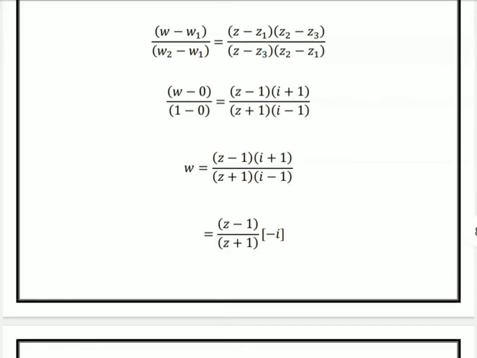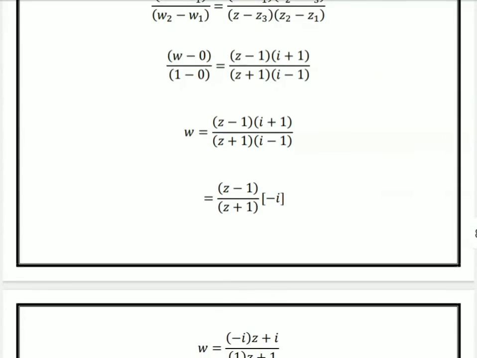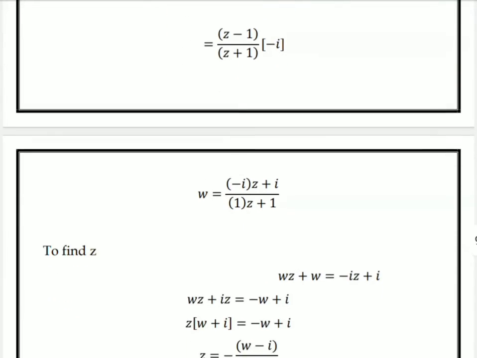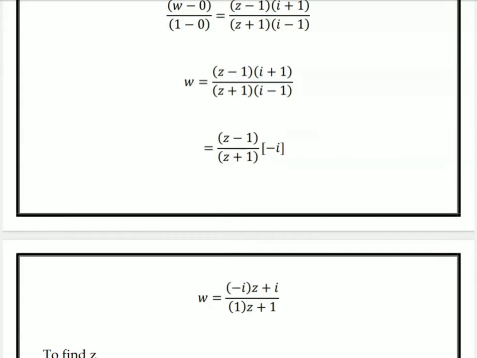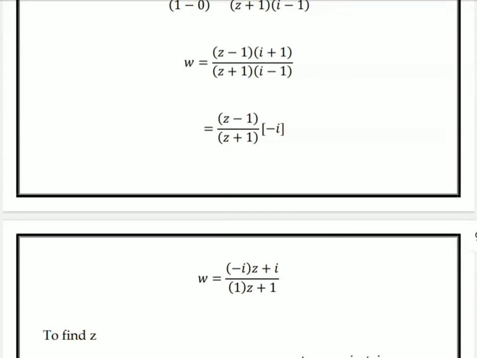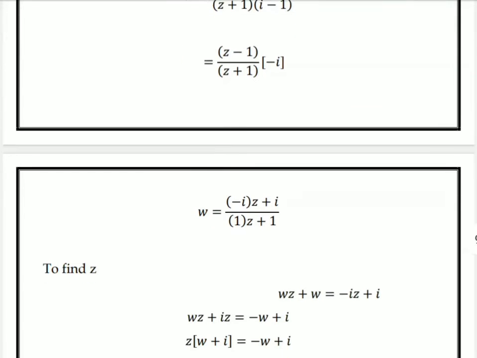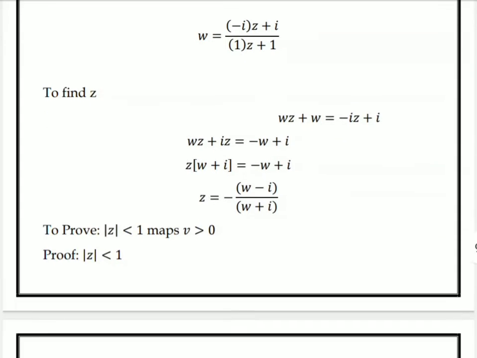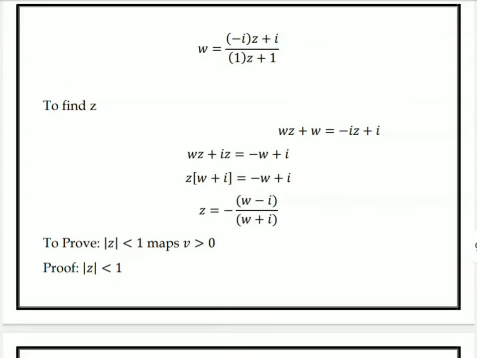So that value is W equals (Z minus 1) times (I plus 1) divided by (Z plus 1) times (I minus 1). That can be written as (Z minus 1) divided by (Z plus 1) times minus I, so minus I including the numerator term. So W equals I minus I times Z. Here is a minus, and here I also has a minus, so minus into minus gives plus I, divided by Z plus 1. So already you know the conformal mapping procedure.